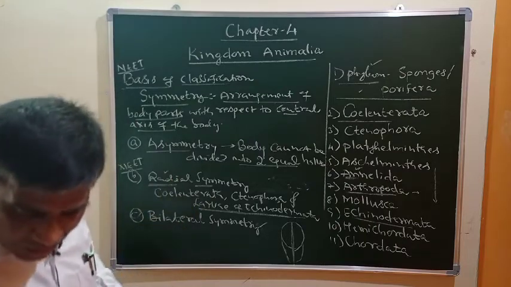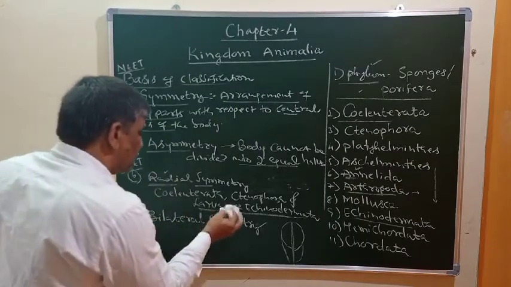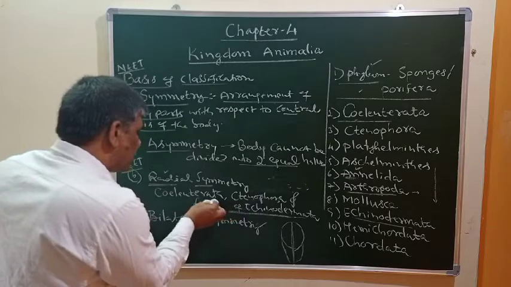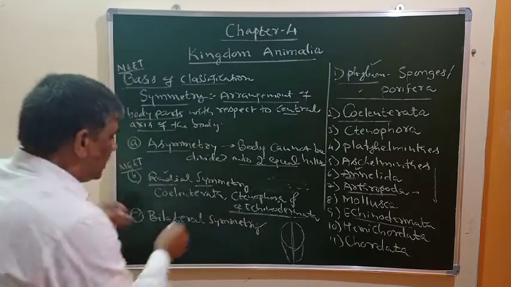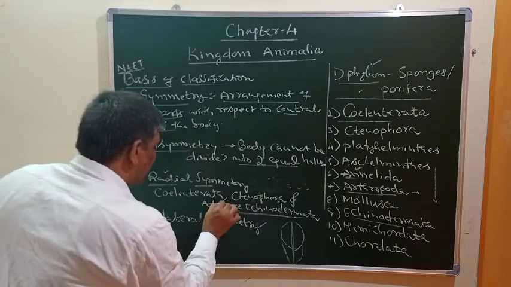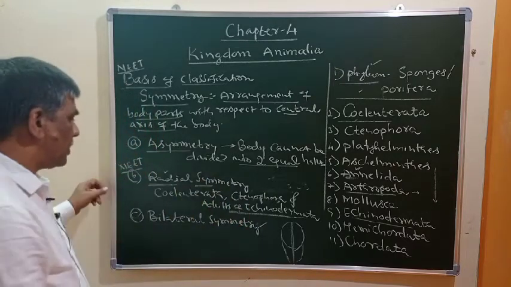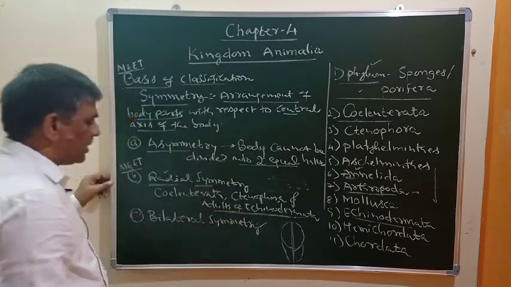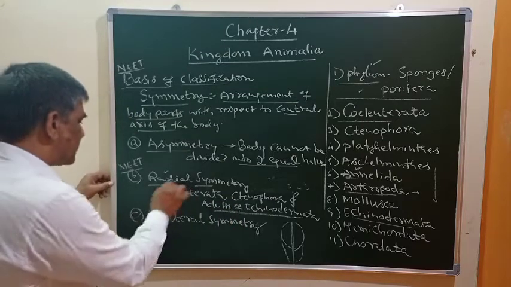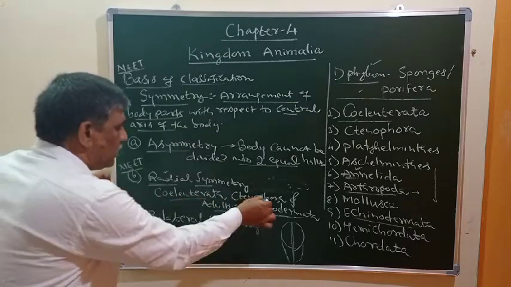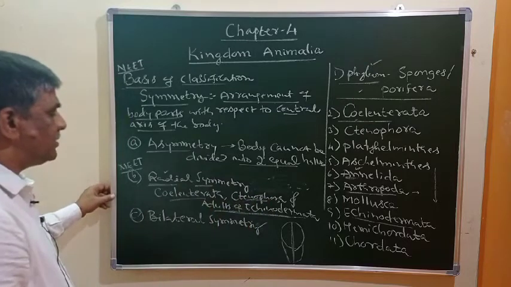Sorry, the adults of echinoderms have this radial symmetry. So this is very, very important from the point of view of the examination. These examples you must understand: Coelenterata, Ctenophora, and adult echinoderms.